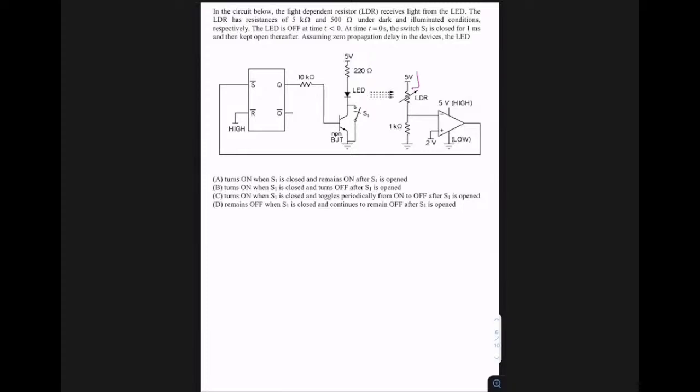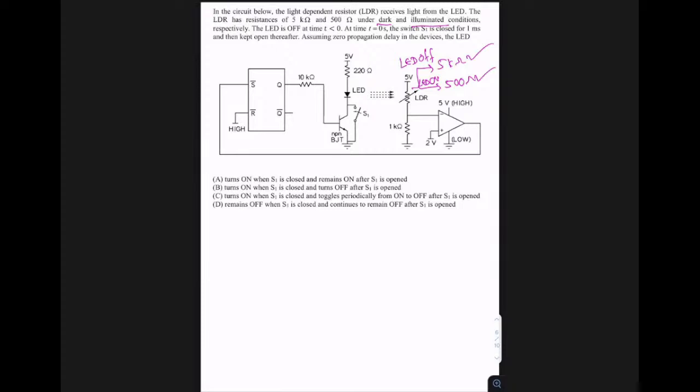That means this particular device can have resistance 5 kilo ohms or 500 ohms. It is 5 kilo ohms when it is dark, dark in the sense when the LED is not glowing. So with the LED off, the resistance of this device is 5 kilo ohms, and when the LED is on, the resistance is 500 ohms, because dark and illuminated are given respectively.